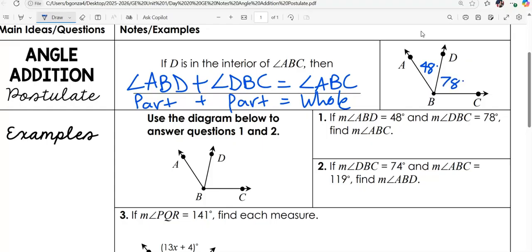Okay? So I've labeled the two angles they gave me on the picture, and it says find ABC. Now, if you trace A to B to C, that's the whole thing, and that's missing. We're going to call that X. Okay? So we're going to remember what we just wrote down. Part plus part equals whole. Left part is 48 plus right part is 78. And that's going to equal the whole thing that's missing. We'll call it X.